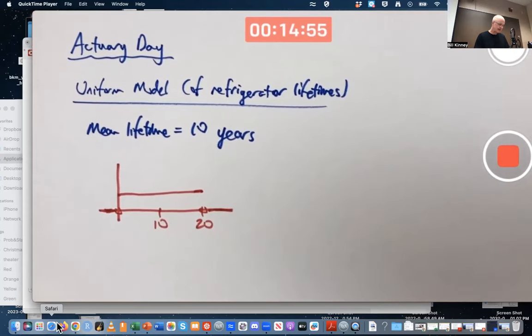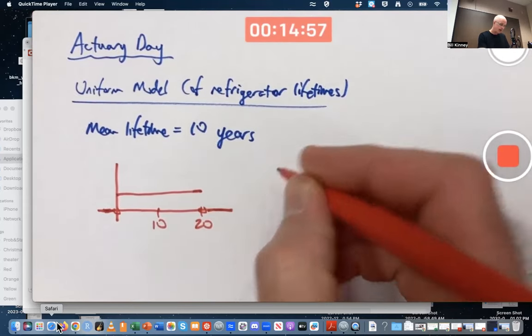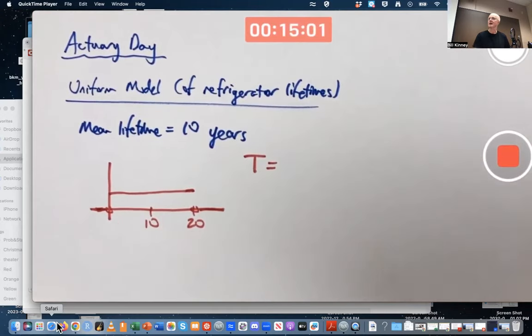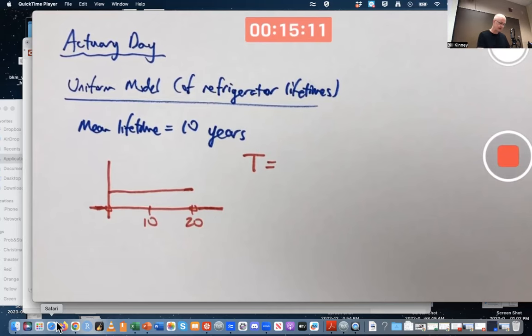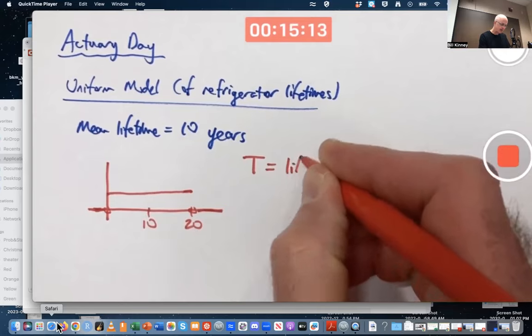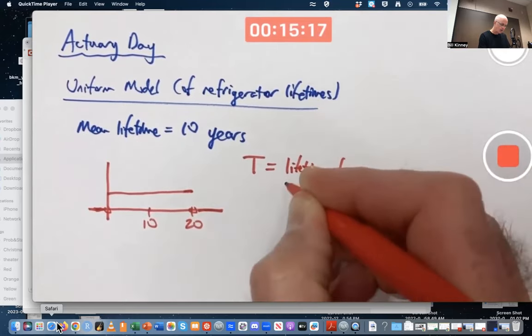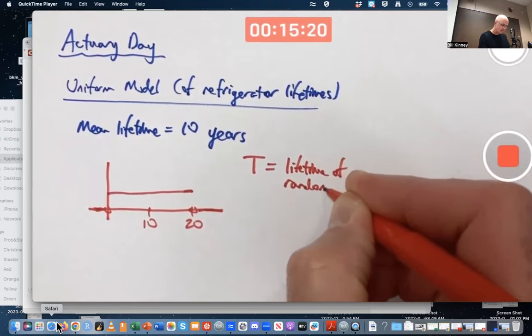So your PDF in this case, I'm going to call the random variable capital T, because it is an amount of time. We've almost always called our random variables capital X. But to emphasize this is a lifetime, how long the refrigerator is going to last, I'm going to call it capital T. So this is the lifetime of a random refrigerator.